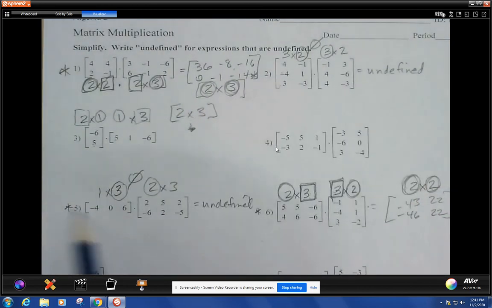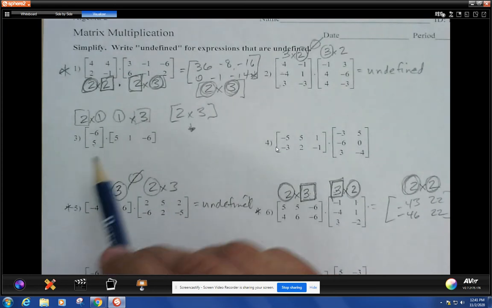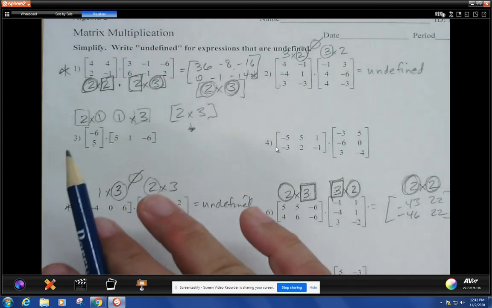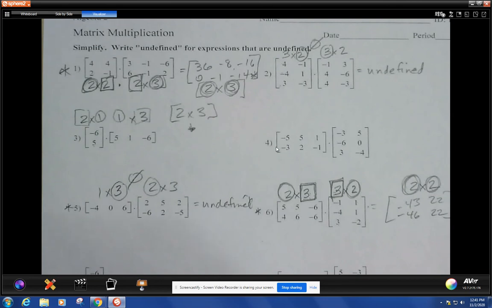Okay? But again, that's the first thing you want to do, because some of these, I'll go ahead and tell you right now, are going to be undefined. They're not going to be able to be done. So you need to do that first, then go to the matrix calculator and allow it to do all the heavy lifting for you. Okay?